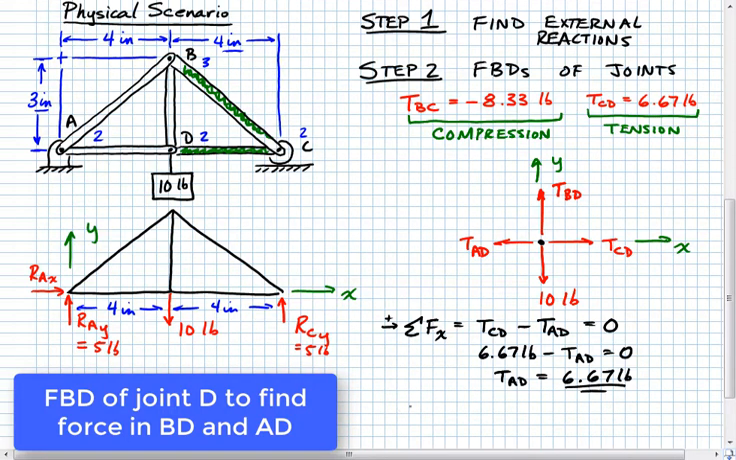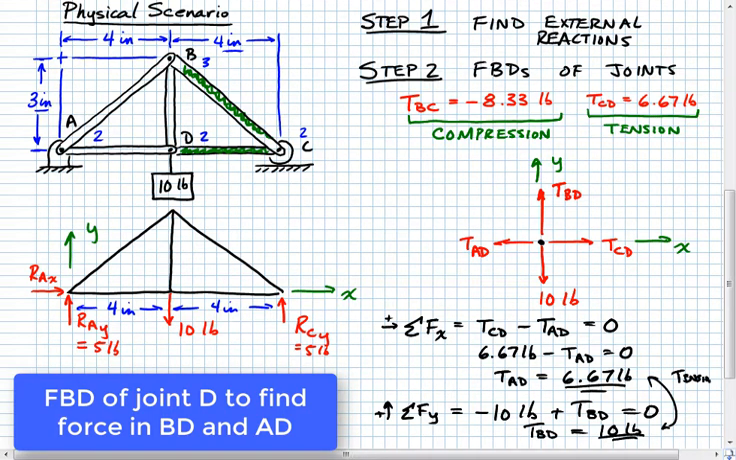Okay, and then finally, we'll go ahead and do a sum of forces here in the y direction to figure out the force that we have in BD. All right, so there we've got our negative 10 pounds, that's the applied load right there, plus TBD is equal to 0, and based on this, TBD is just equal to 10 pounds. Both of those are positive, which means that both of those are in tension.